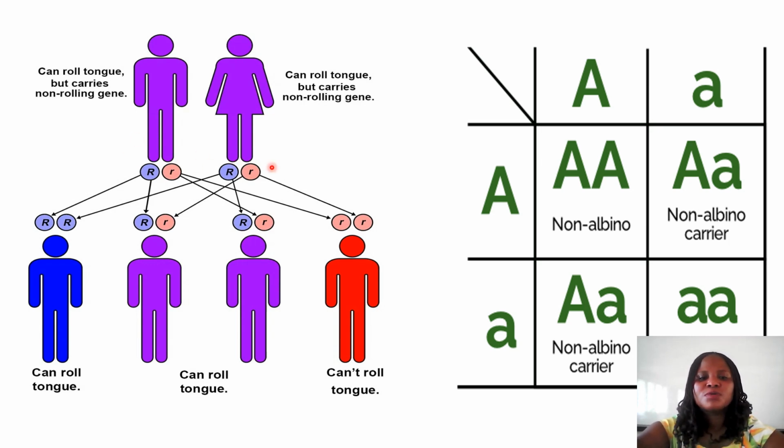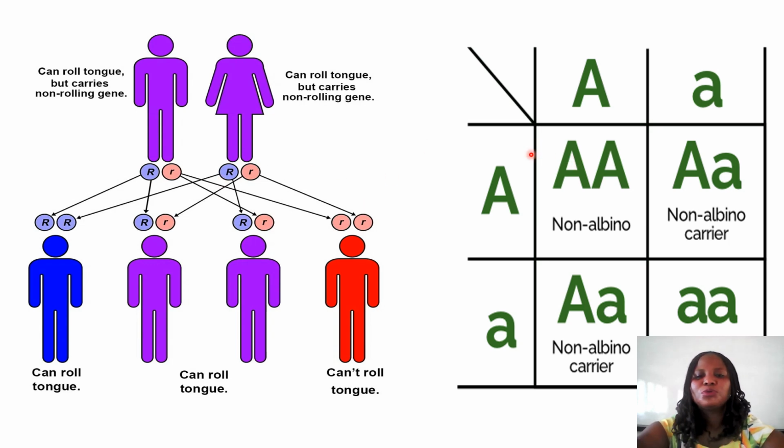Though they are all heterozygotes, they can roll their tongue. So the probability of their offspring is: we have one homozygote dominant, two will be heterozygote, and one will be homozygote recessive. Now, both the homozygote dominant and the heterozygote can roll their tongue, whilst the homozygote recessive cannot roll its tongue. Why? Because the trait for tongue rolling is a dominant gene.